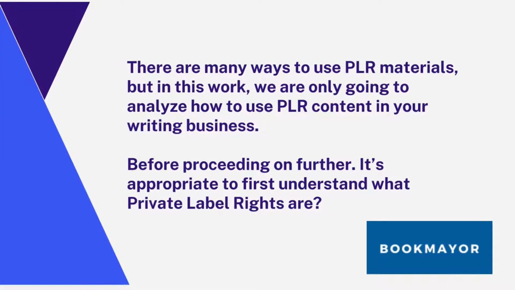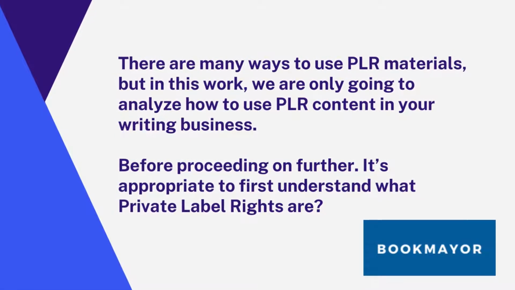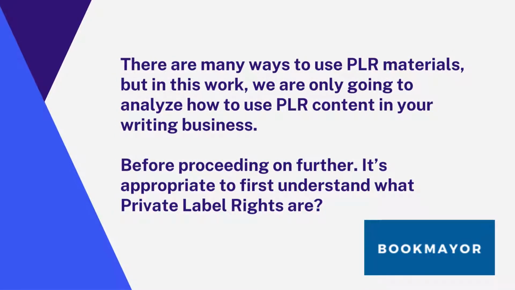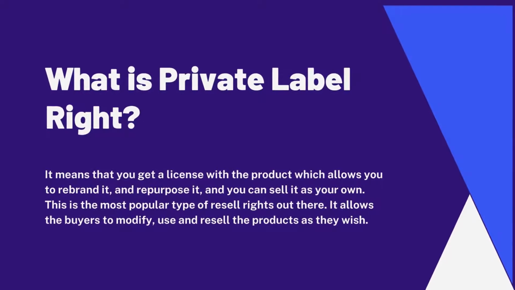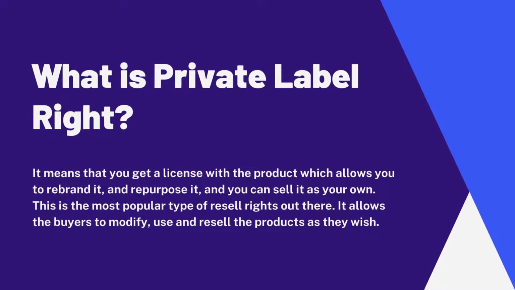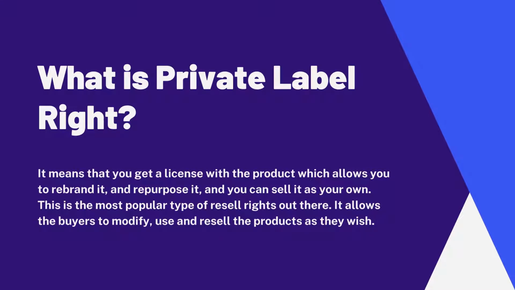What is private label right? It means that you get a license with the product which allows you to rebrand it, and repurpose it, and you can sell it as your own. This is the most popular type of resell rights out there. It allows the buyers to modify, use and resell the products as they wish. Most of the time PLR products come with the raw source file for you to be able to edit as you like. For example, instead of just the PDF file, you can get the raw doc formats for the particular PLR product, to edit as you like.